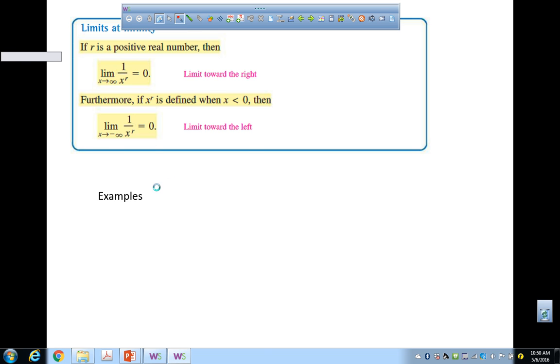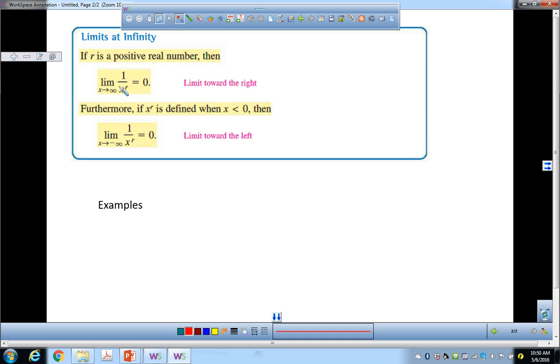So this means if you have a 1 on top or any constant on the top, for that matter, and you have something with an exponent on the bottom, and you go to negative infinity, the limit as you approach infinity is going to be 0. Okay. So in this last function, what happened in that last function? Where were we? How do I go backwards? Can I go backwards? Yeah.